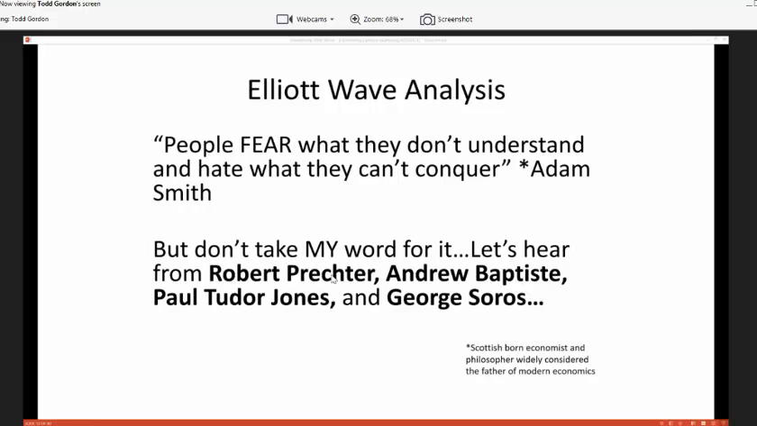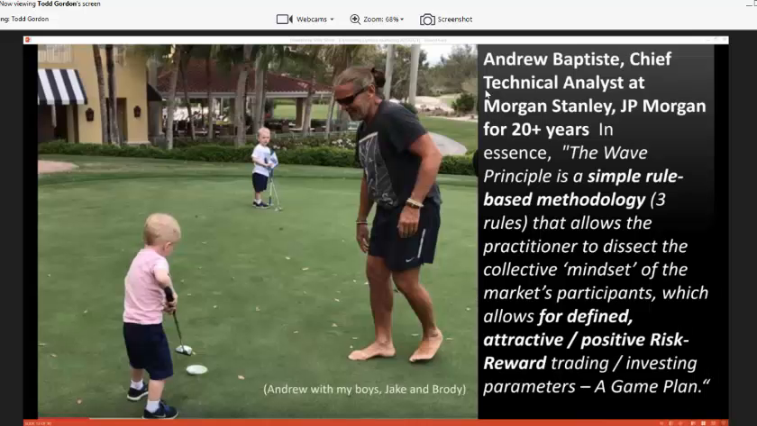So a couple guys that I'll introduce you to. Some have been mentors directly, some have been indirect mentors. Number one, a guy named Andrew Baptiste. He's a dear friend of mine. He was the global head of technical analysis for JP Morgan and Morgan Stanley investment banks. This is him actually with my boys, Jake and Brody. He doesn't look like an investment banker, but he's a trip. He actually played in a reggae band for a while. He's awesome.